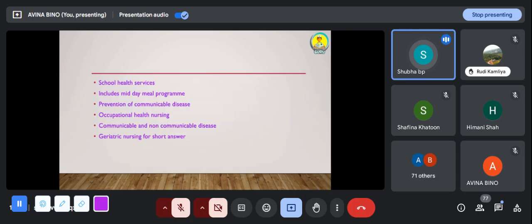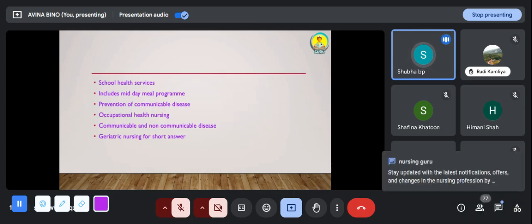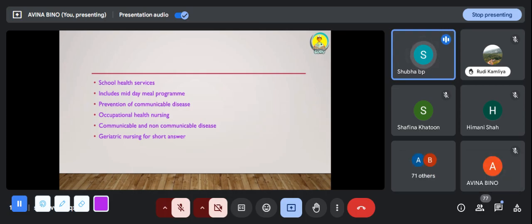So these are the important questions which will be asked in unit 4. One is school health service, midday meal program, prevention of communicable disease, occupational health nursing, communicable and non-communicable disease, and the last one is for short answer, that is geriatric nursing.